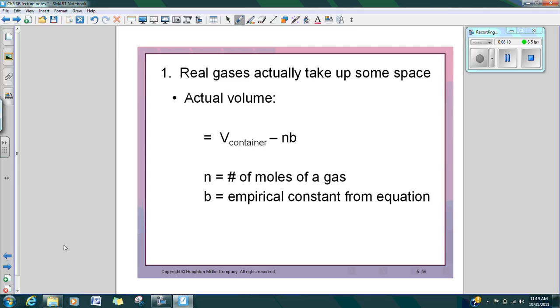Well, do we need to modify the kinetic molecular theory to fit the behavior of real gases? Like, what if we want to really study this? Well, it becomes very, very complicated.